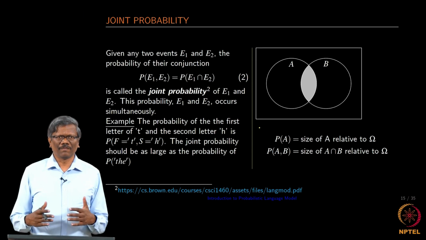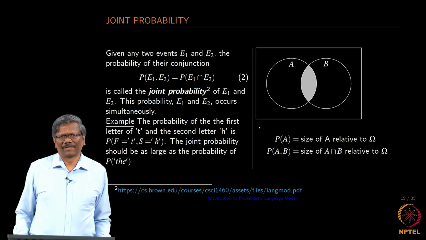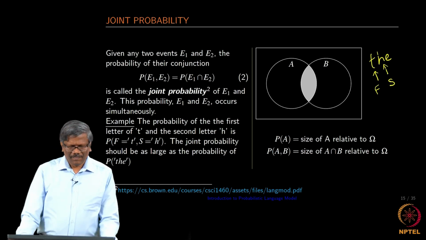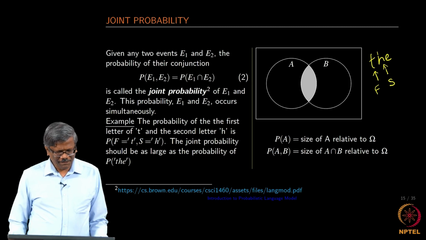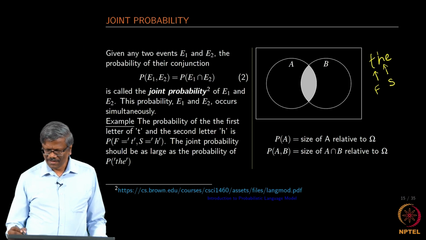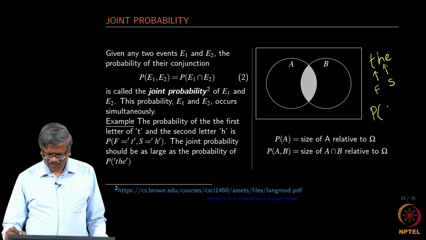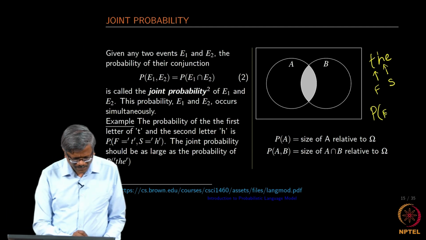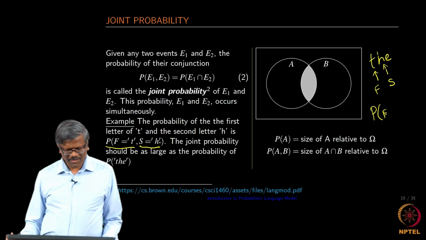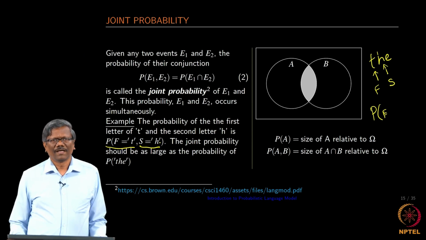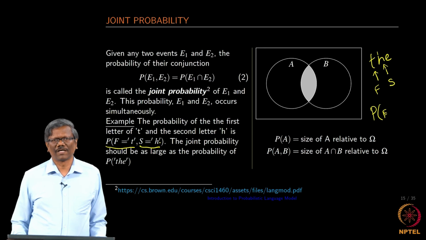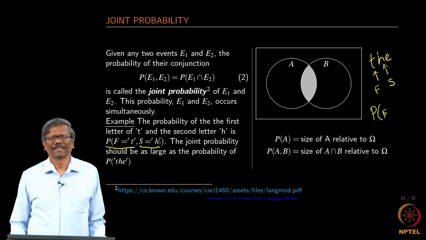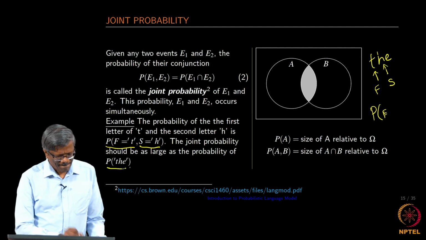If we try to explain this with respect to certain examples, here the probability of the first letter T and the second letter H is the probability of F equal to T, comma, S equal to H. This is the joint probability.